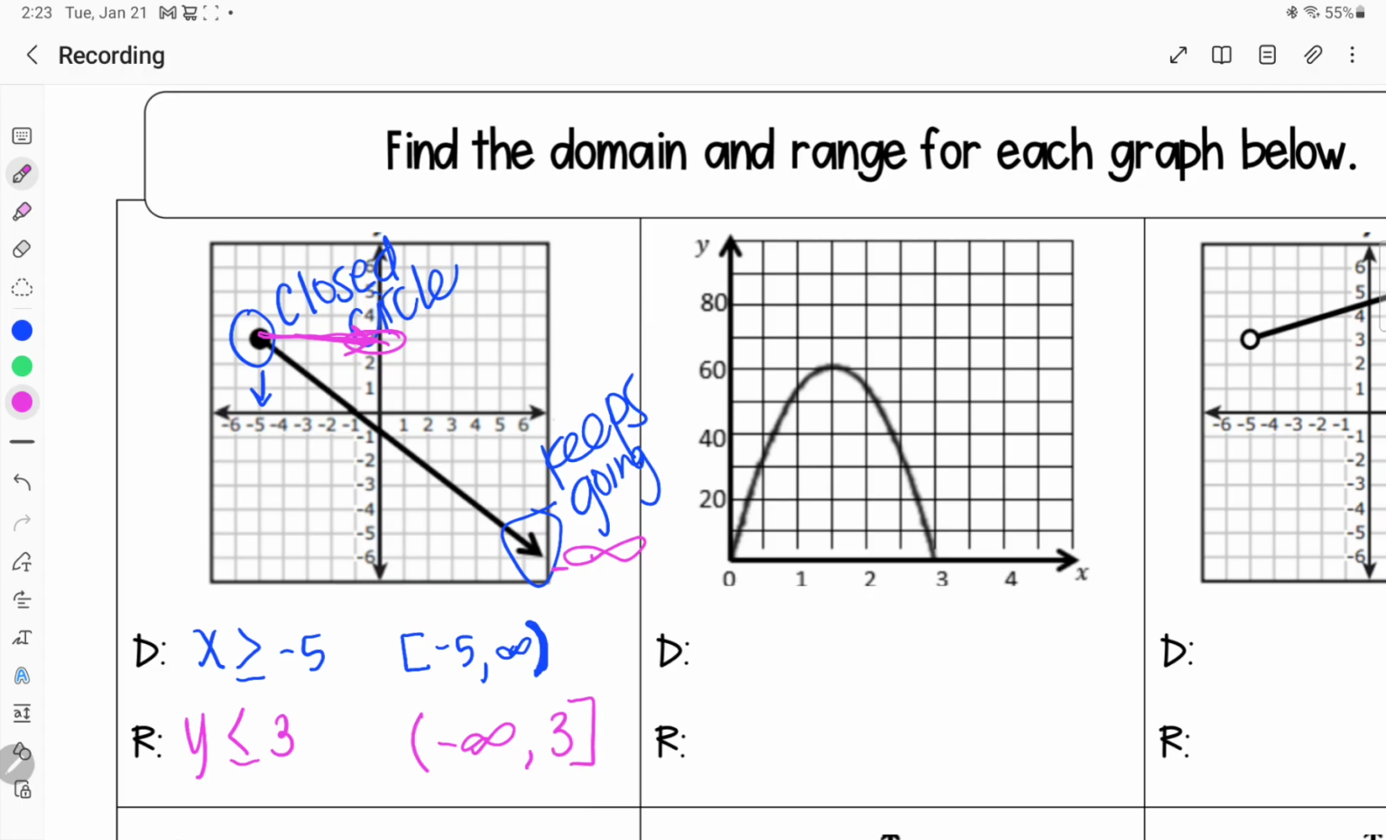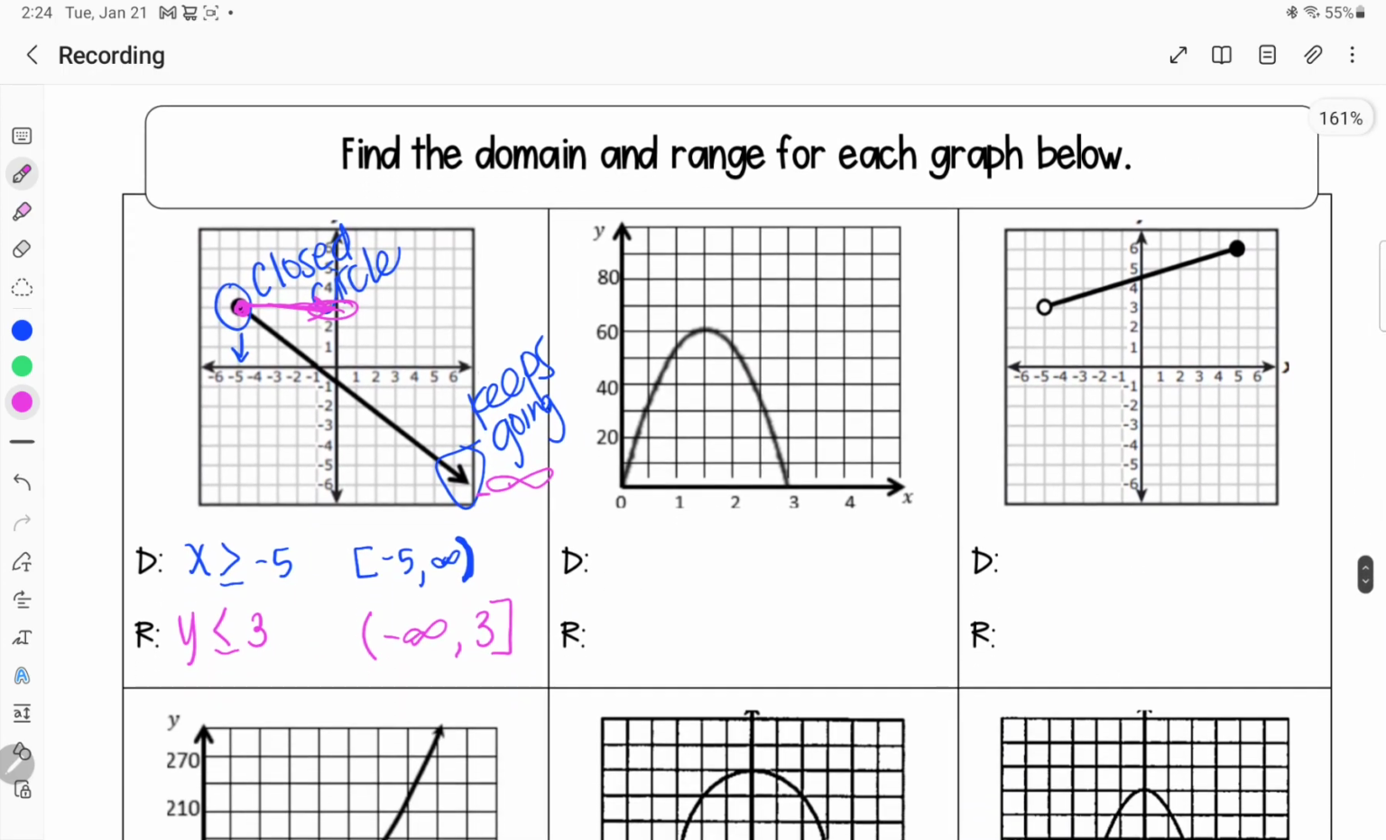So a closed bracket means that it either is a closed circle, I keep saying a closed bracket. A bracket means that it's either a closed circle or it curved at some point. So the reason I show you both ways is because I feel like it's easier to write it with bracket notation rather than inequality notation. I'm going to show you this one, and then I'll show you why I think it's easier.